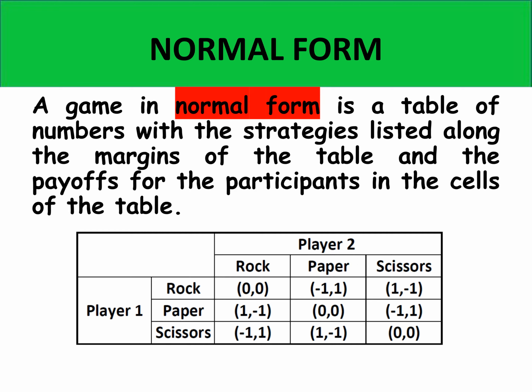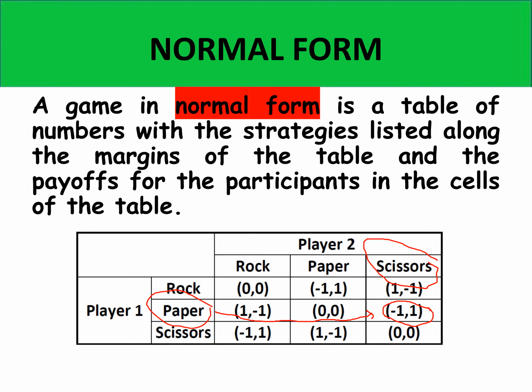As you can see, each player has the same set of strategies. The strategies are to show rock, to show paper, or to show scissors. Now if player 1 chooses paper and player 2 chooses scissors, the outcome in the game would be the following ordered pair, which is -1, 1.